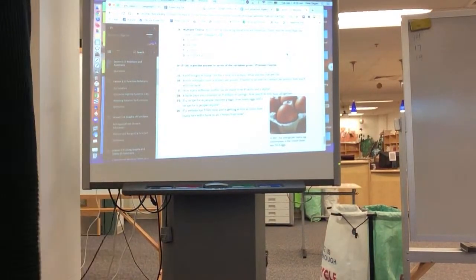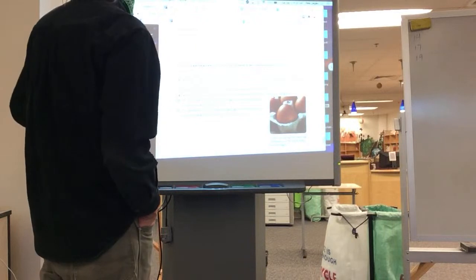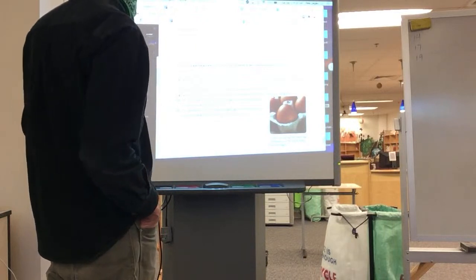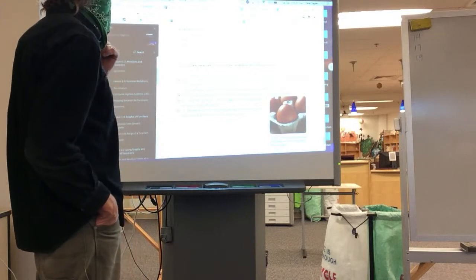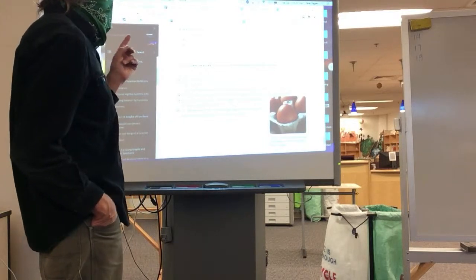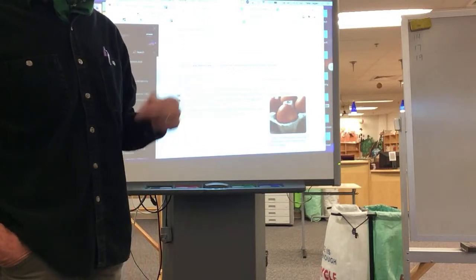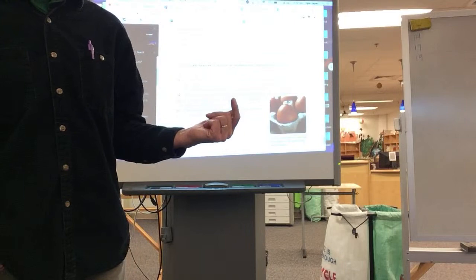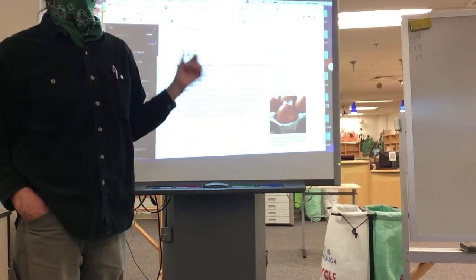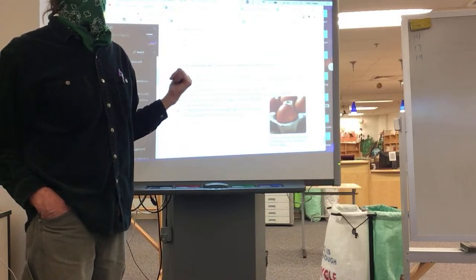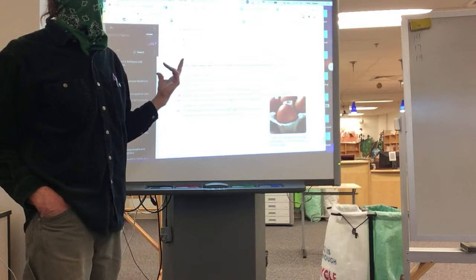Okay, so 14 is, which of these are formulas? If it's a formula, that means that you're going to have an output and an input, which are variables. So in this case here, area is equal to pi r squared. What would be the input? Radius, and the output? Area. So is that a formula?